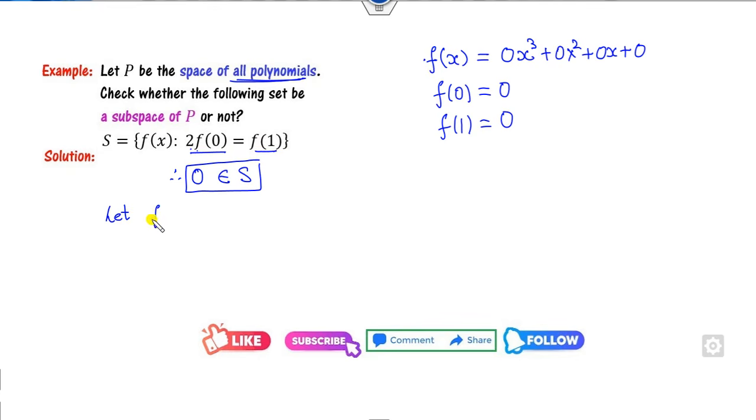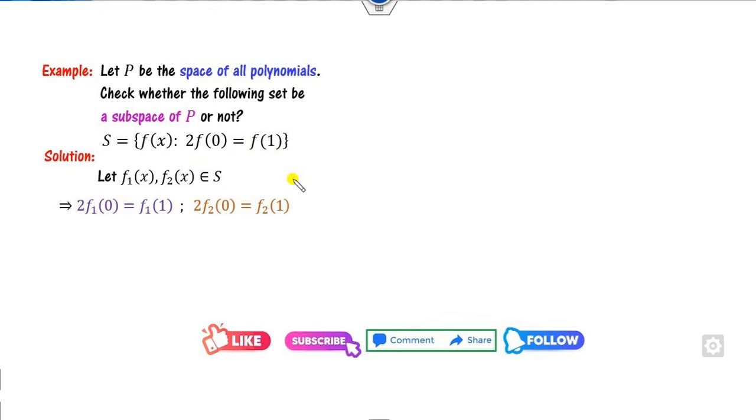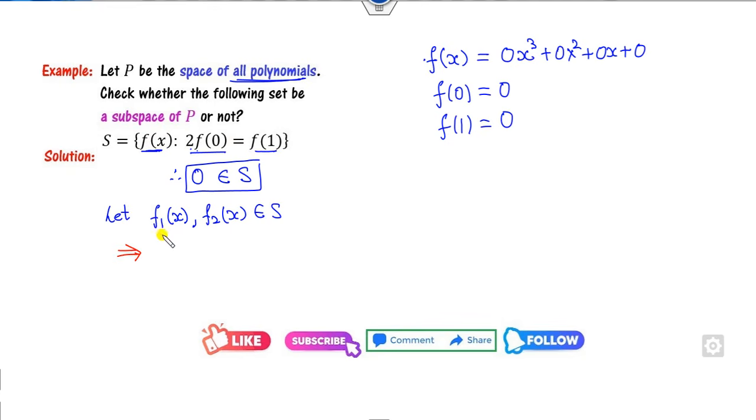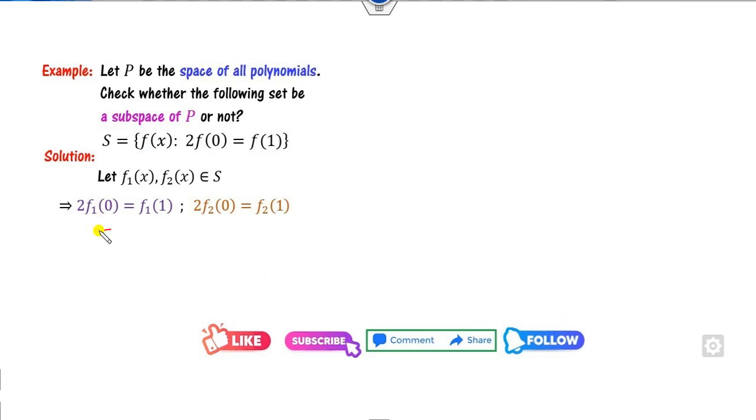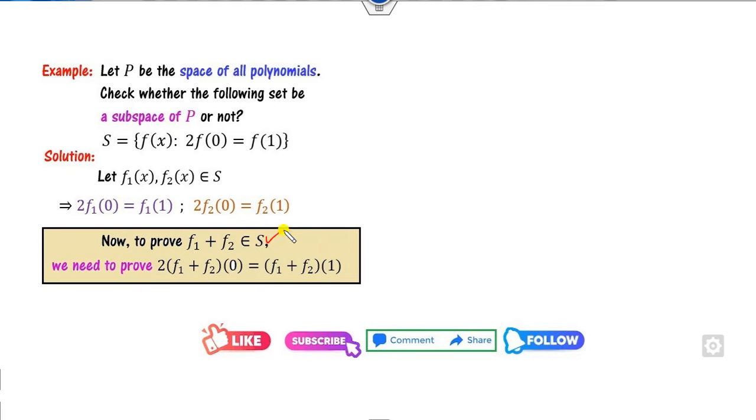Now, because they are satisfied as equality, that means this is generally a subspace. So I have to prove the general definition. Because it's a function of f(x), instead of u and v, I take f1 and f2 as part of S. Fine. If f1 and f2 are part of S, what does it mean? f1 satisfies this property, 2f1(0) is f1(1), and f2 also satisfies this property. Then what is your target? Your target is to prove f1 plus f2 is also part of S. For this, I need to prove twice of this must be (f1 plus f2)(1).